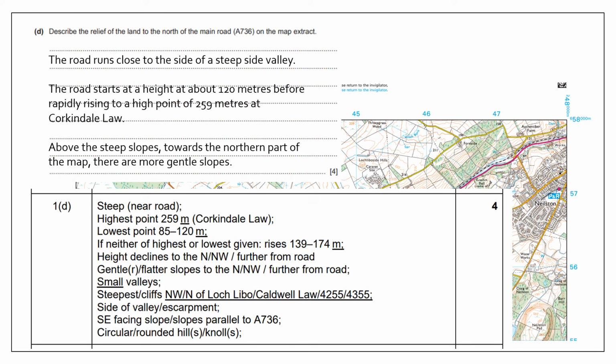If I look at the mark scheme, the highest point, 259 meters at Corkendore Law, yep, one mark. The lowest point, 120 meters, another mark as well. The road runs close to a steep-sided valley, brilliant. Okay, we can look at the fact that I've labelled the two highest points and lowest points, and that above the steep slopes towards the northern part of the map there are more gentle slopes. So again, very quickly, I have got the necessary marks to get me 4 points by not writing an awful lot, by simply knowing what the definition of relief is. The height, looking for evidence to tell me the difference of the height and the shape of the lands.